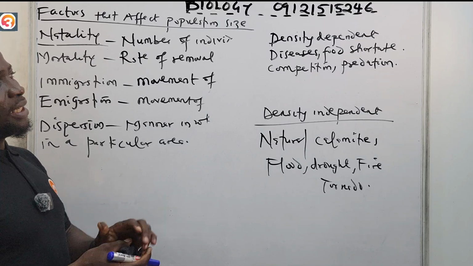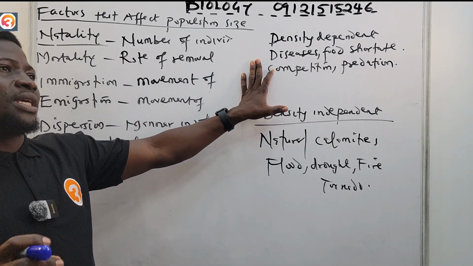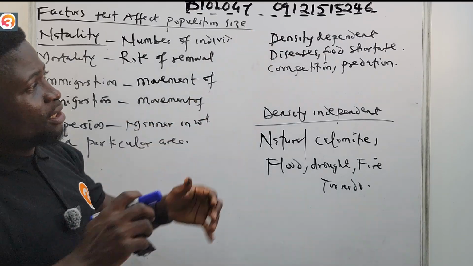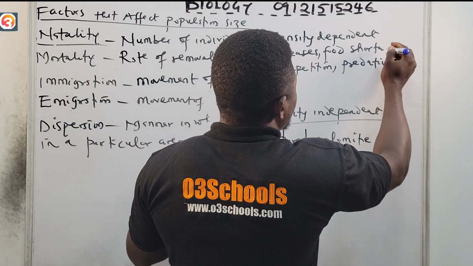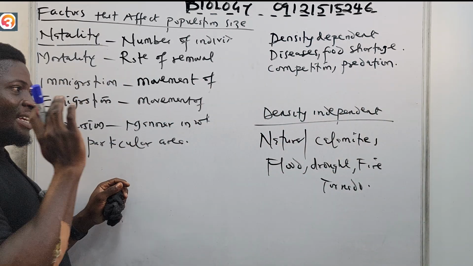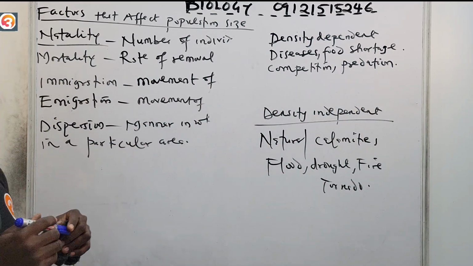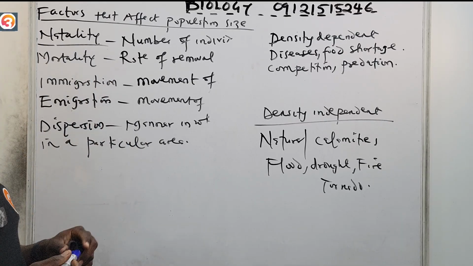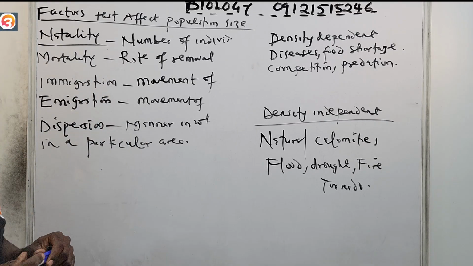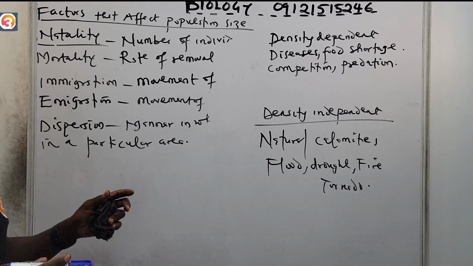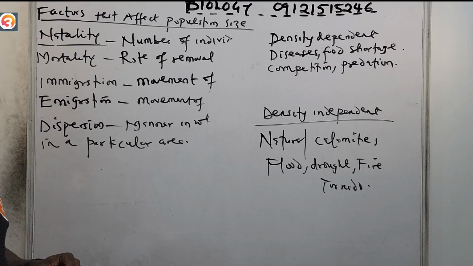So that's why I say that limitation to population growth can either be density dependent, which includes diseases, food shortage, competition, predation, or density independent, which comprises natural calamities such as flood, drought, fire, tornado and the likes. You know all of them, hurricane, all of them. Those are density independent limitations to growth.